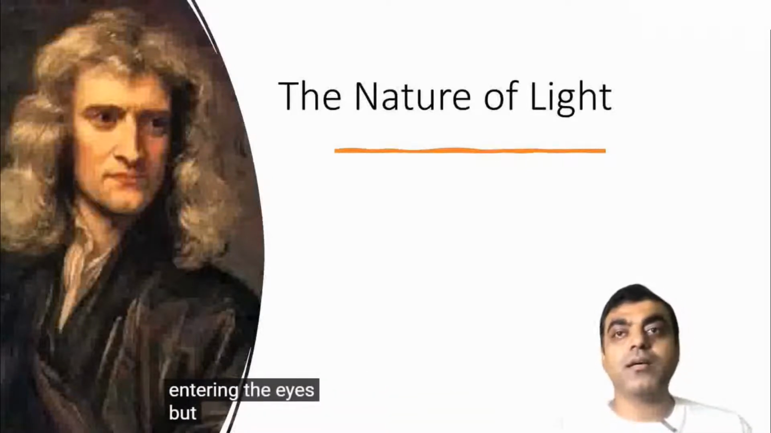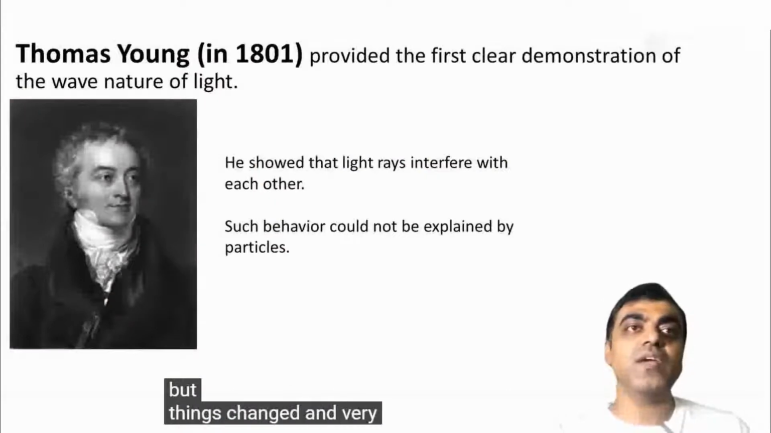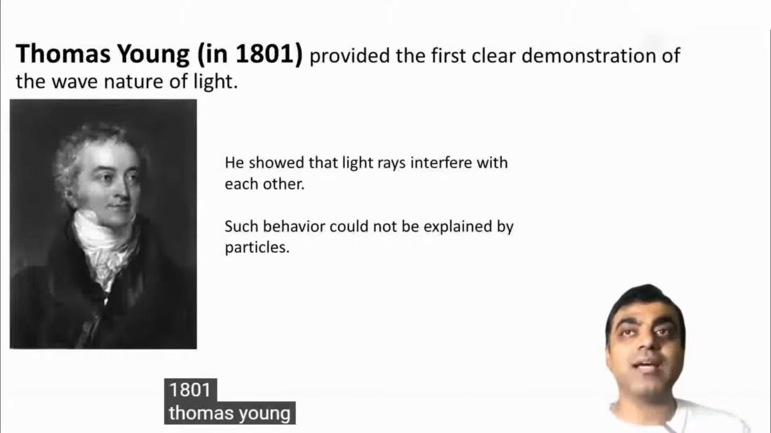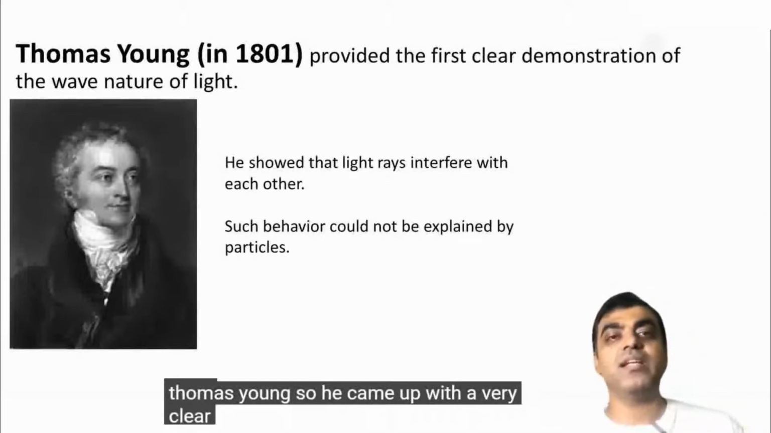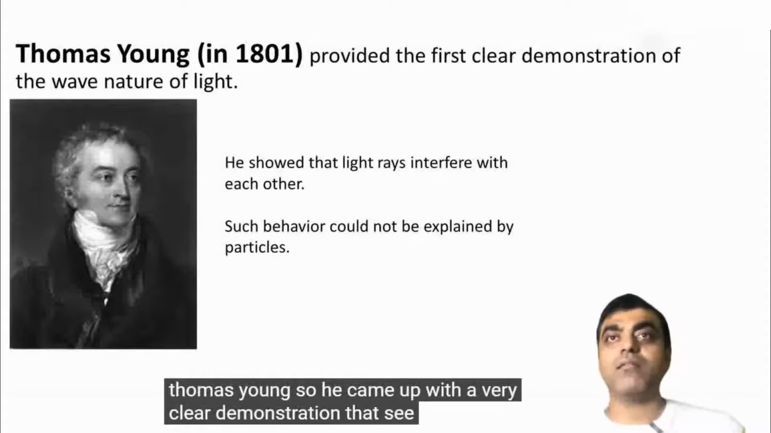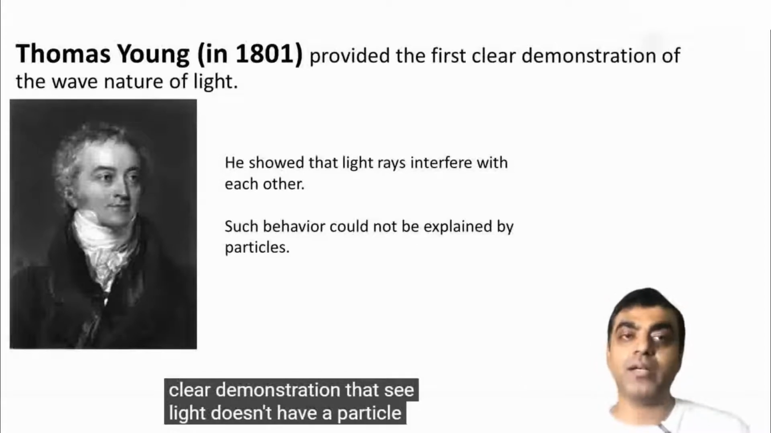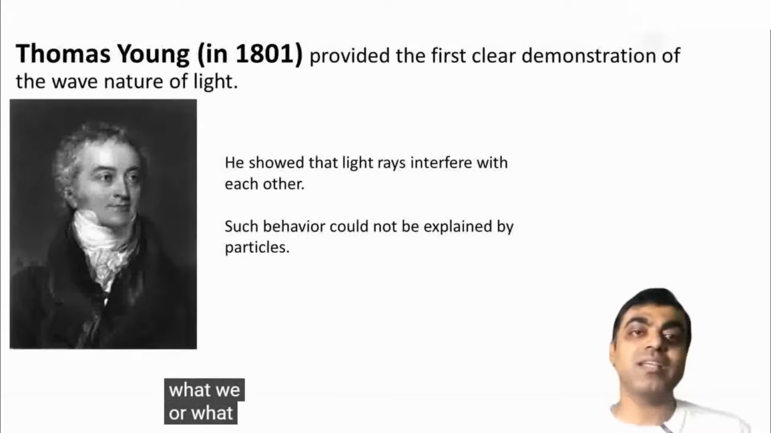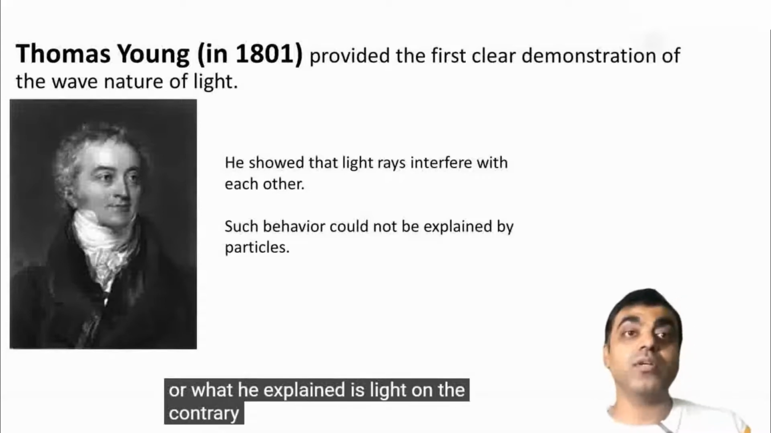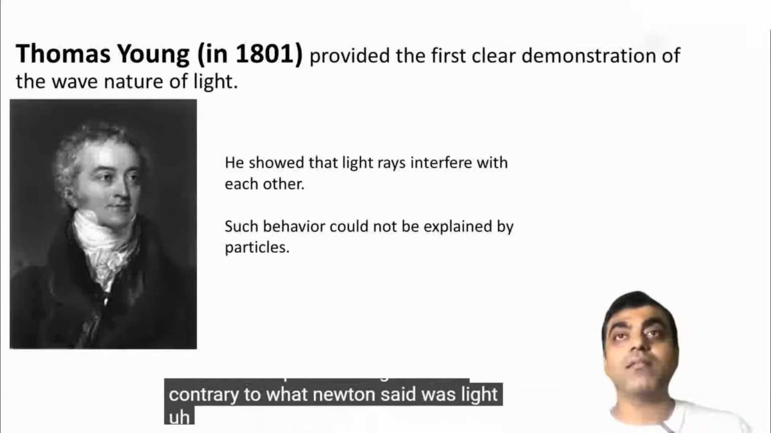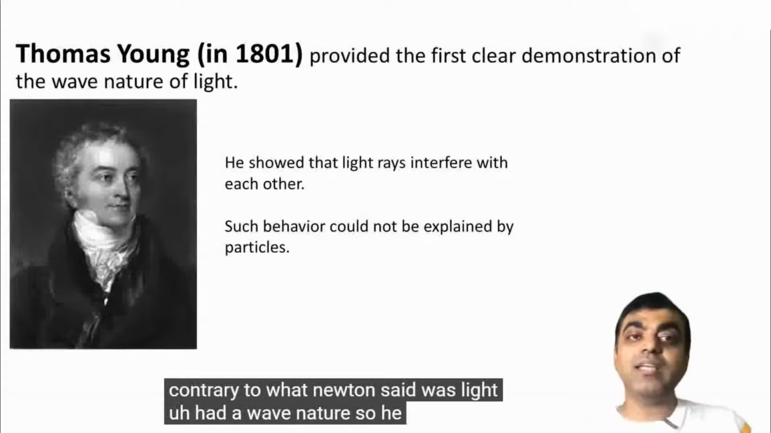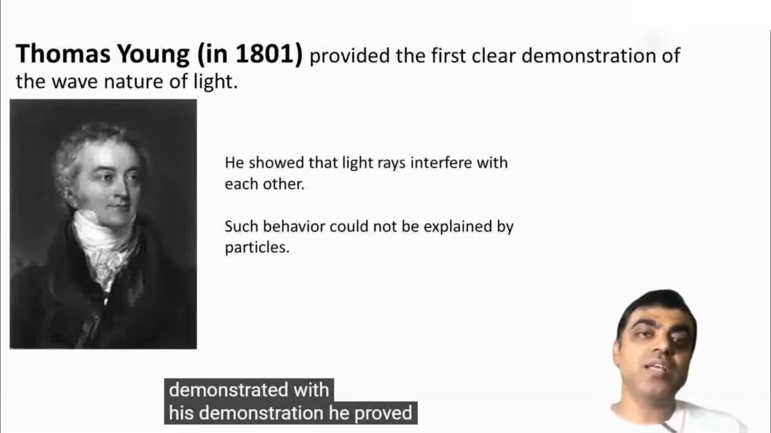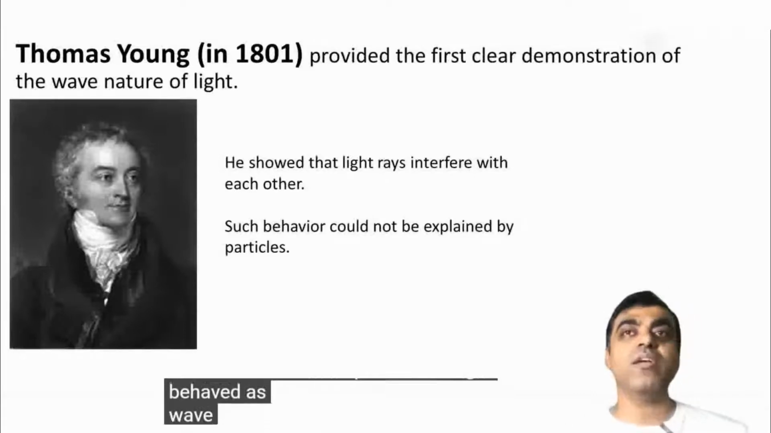But things changed, and very soon, in the year 1801, Thomas Young came up with a very clear demonstration that light doesn't have a particle nature. What he explained, contrary to what Newton said, was that light had a wave nature. With his demonstration, he proved that light behaved as a wave, right?